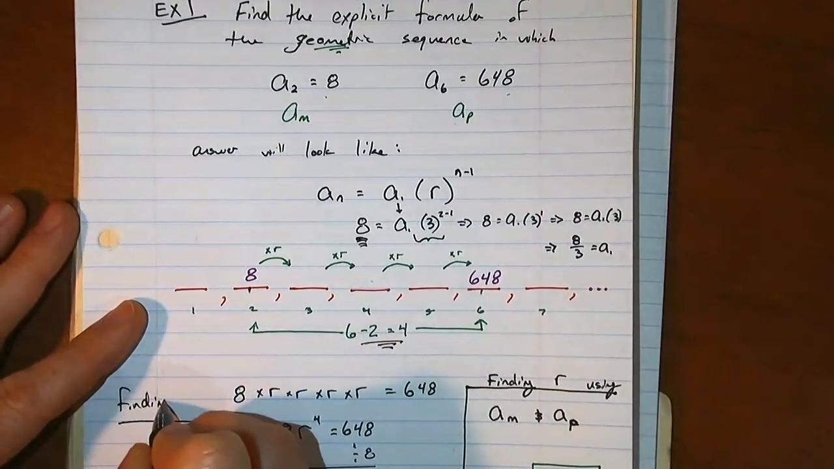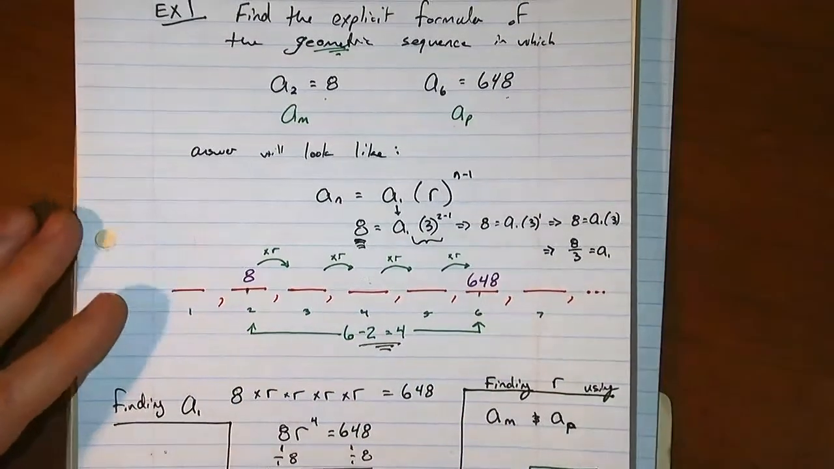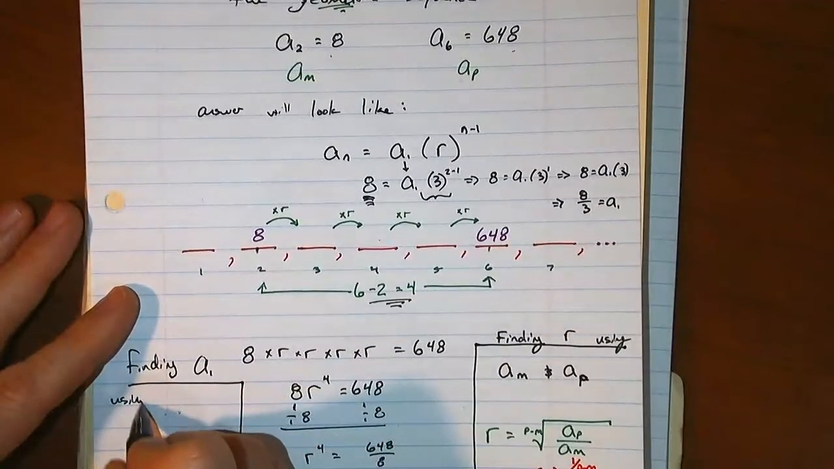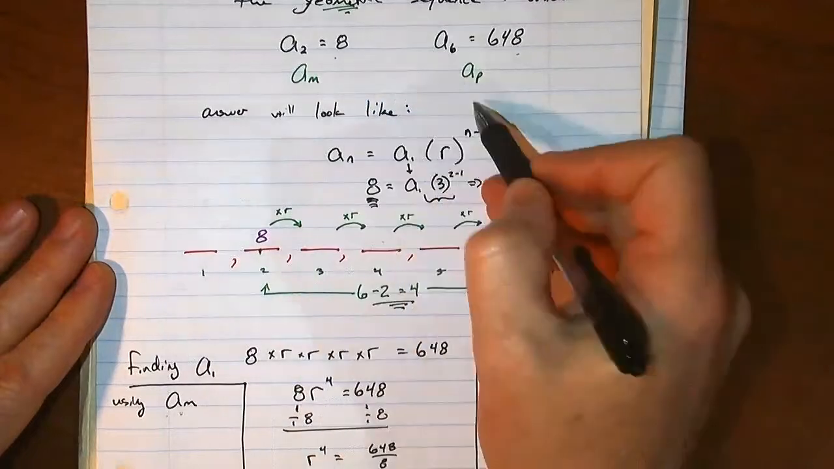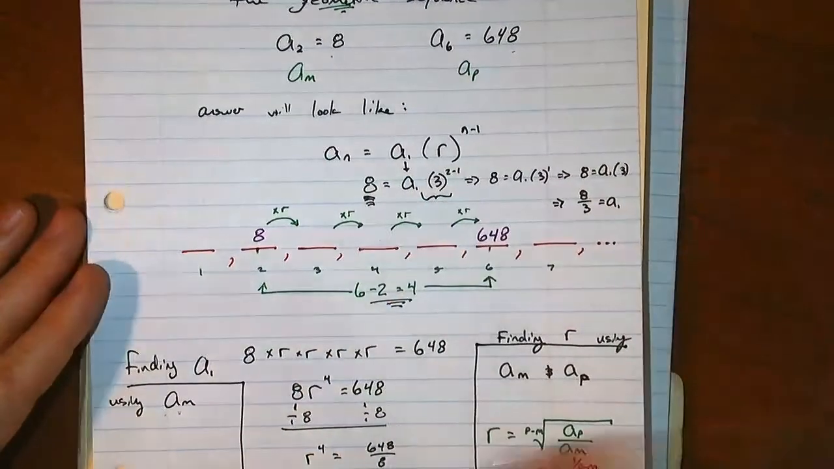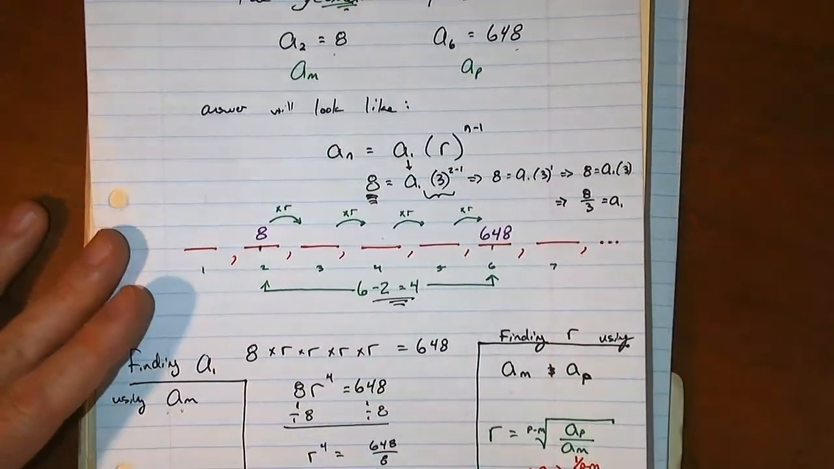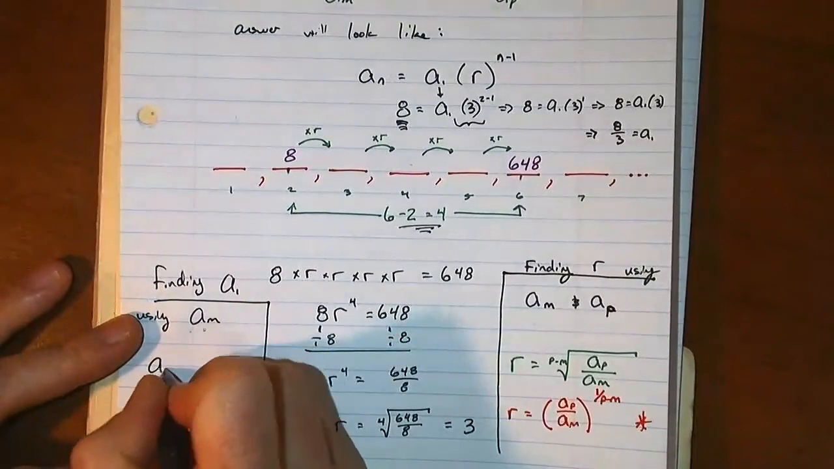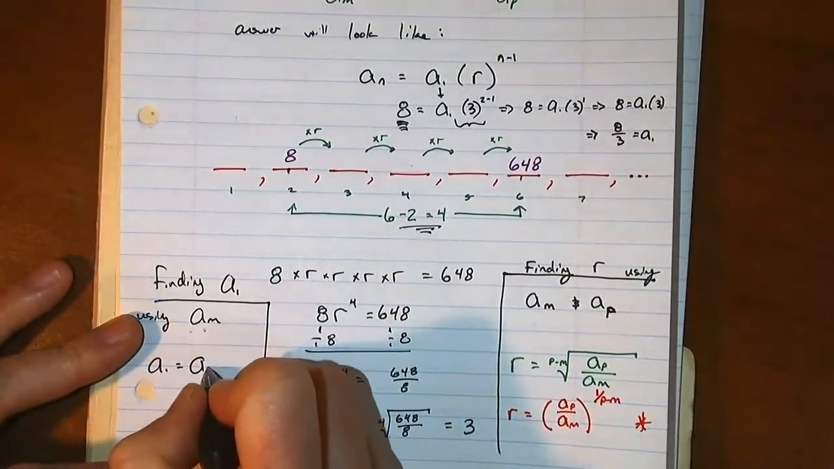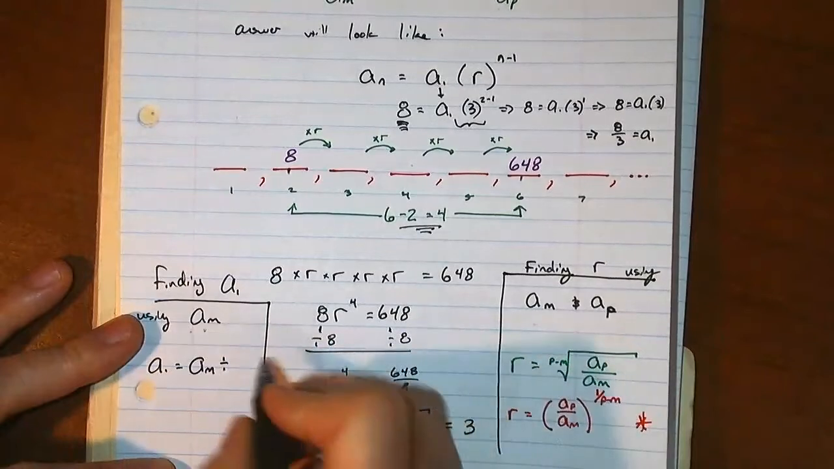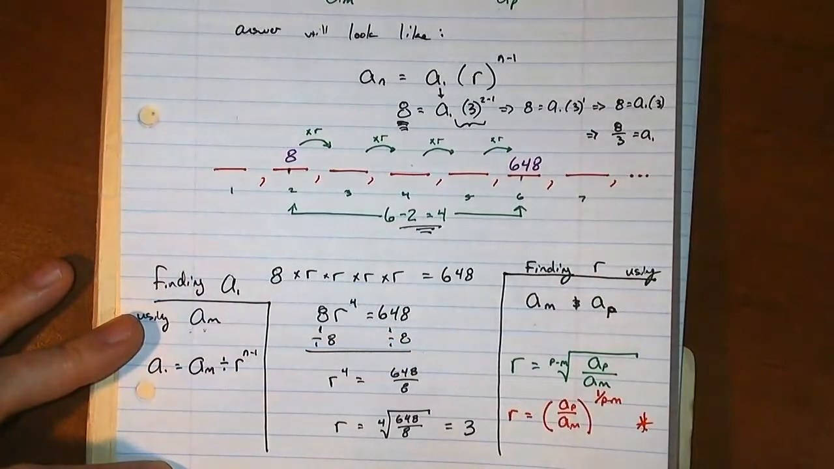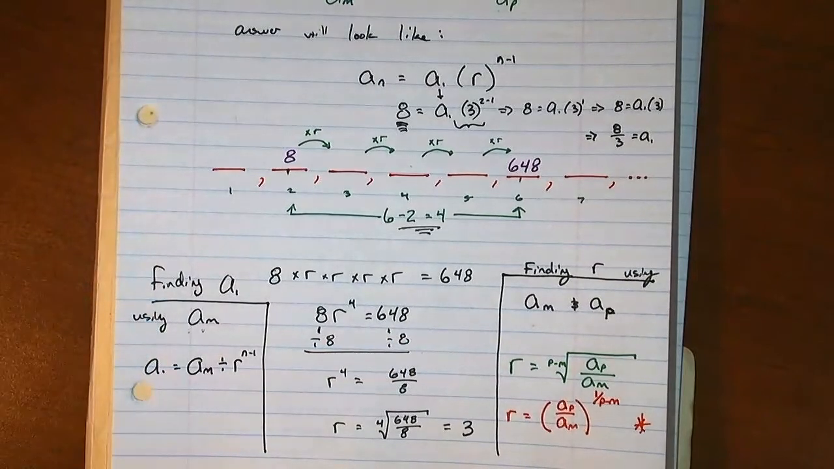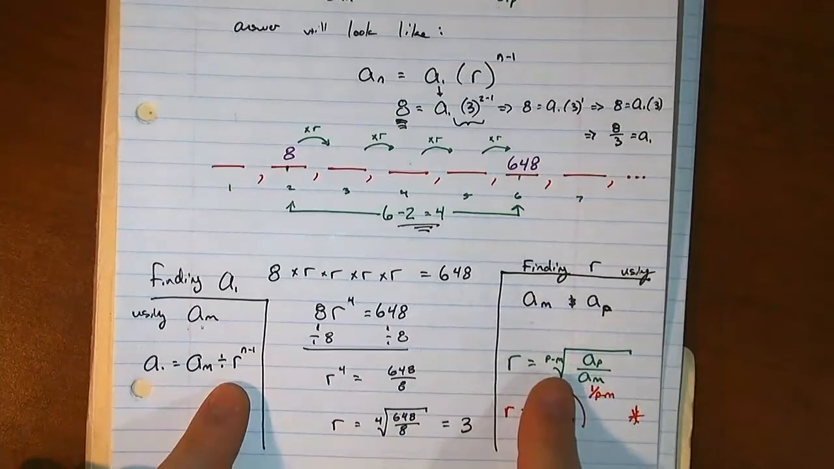So finding a sub 1 using a term, whatever term you want. In this case, I chose to use a sub m. You could just as easily use a sub p. It can be any term that you want. I'm just going to write a sub m because that's what I used. Then a sub 1 is going to be equal to the value of a sub m divided by R raised to the m minus 1 power. And that's going to give you the value of a sub 1. Right? So these are our basic formulas.